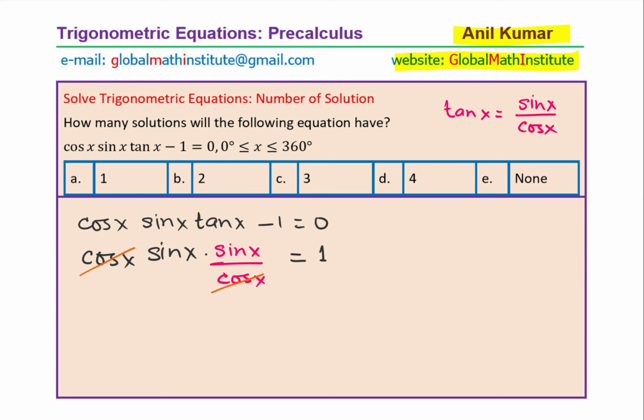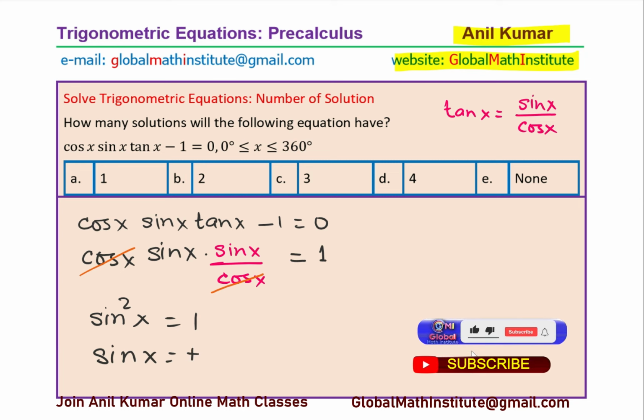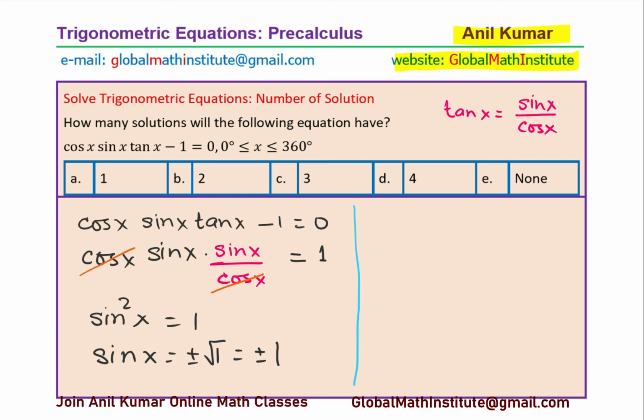Sin x times sin x is sin square x. So we have sin square x equals 1, or sin x equals plus minus square root of 1, which is plus minus 1. And that could give you solutions for the given equation. I would like you to pause the video at this stage and write down your solution, and then look into my suggestion. There is something more required than this.